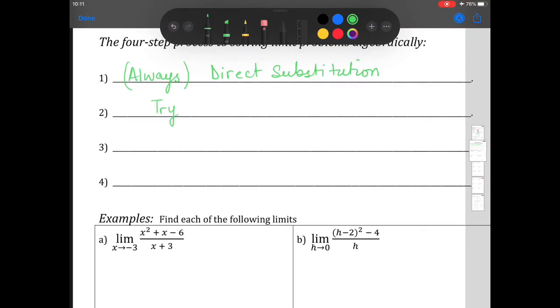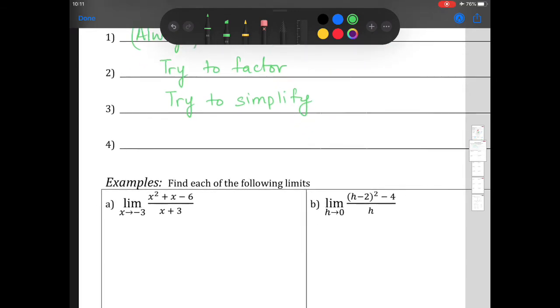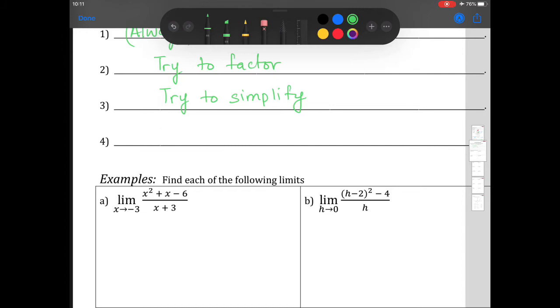Then you try to factor. See if you can factor and cancel out something, right? Try to simplify. If you have complex fractions, that's when you will be trying to simplify. That works when you have complex fractions. And if you have rational denominators or numerators, try to rationalize.